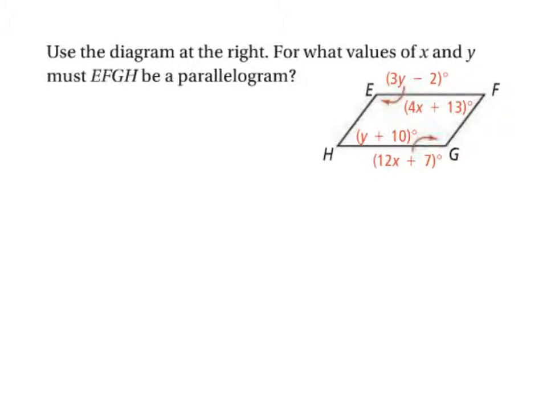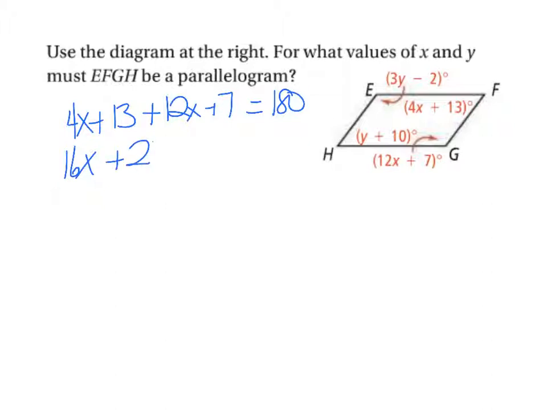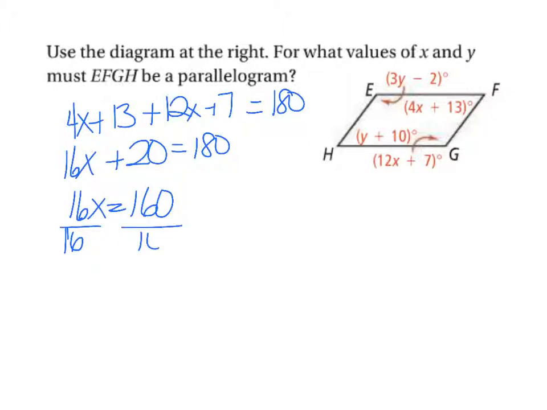Okay, I'm going to start with the x. I'm going to make the consecutive angles supplementary, so 4x plus 13 plus the 12x plus 7 needs to add up to 180. And then I've got to clean up the left side, combine your like terms there. And then I'm going to subtract the 20 to the other side. And then I'm going to divide by 16. x is equal to 10.